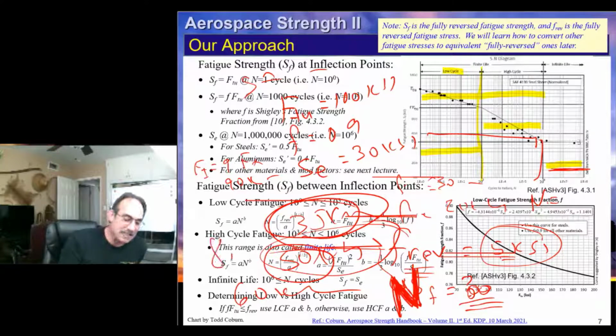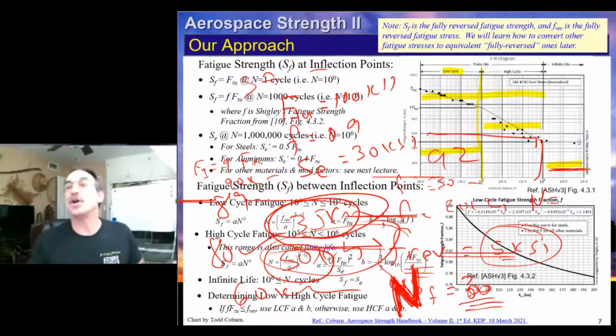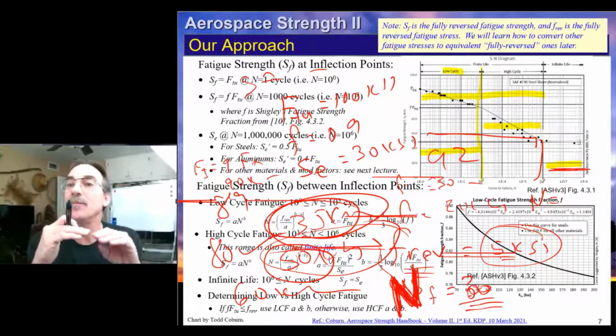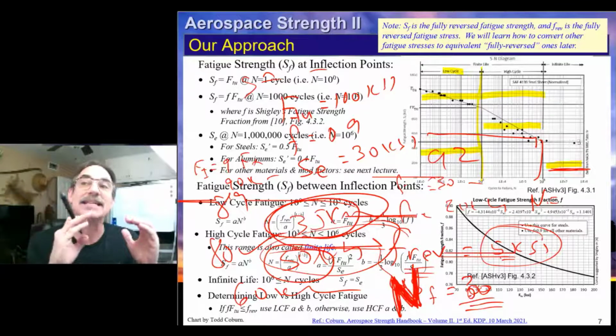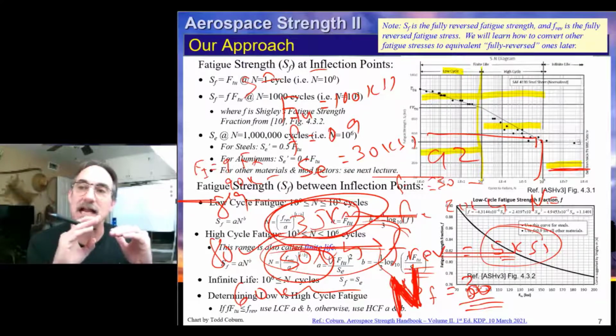What if we have 80 KSI? High cycle. What about 89 KSI? Still high. What if we have 92 KSI? Low cycle. Got it? So we compare our stress level first to S sub E. If it's less than or equal to S sub E, it's infinite life. If it's more than S sub E but less than 0.9 FTU, it's high cycle fatigue. And if it's more than 0.9 FTU, it's low cycle fatigue.